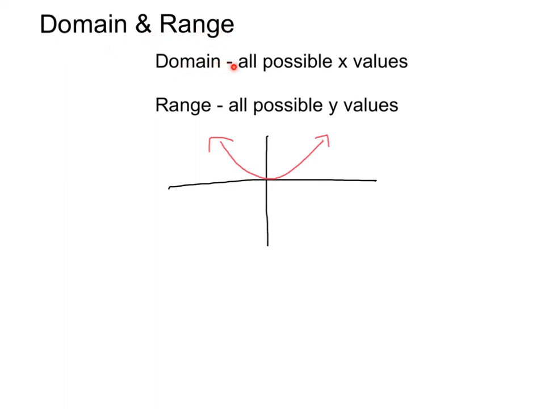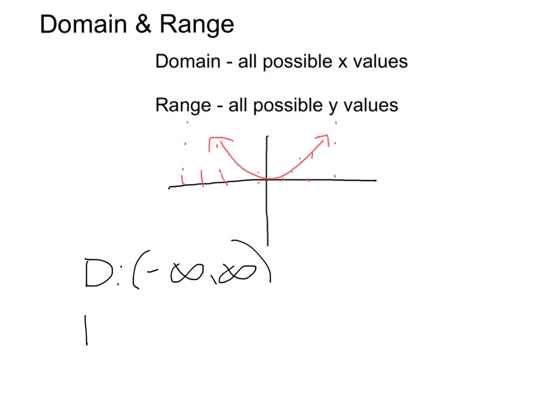Now let's take a look at finding the domain and the range using a graph. Remember, the domain is all the possible x values, and the range is going to be all the possible y values. For example, here we have a parabola, and the domain here, no matter what x value we choose, if we go high enough, it will have a value for all x values.